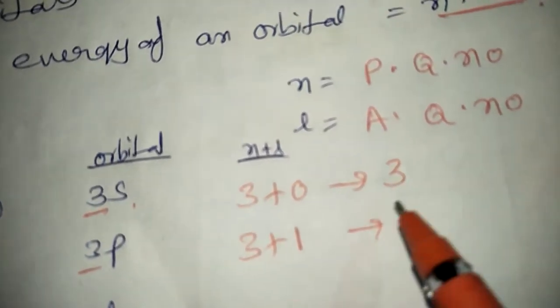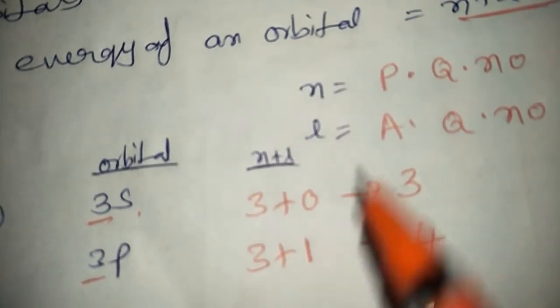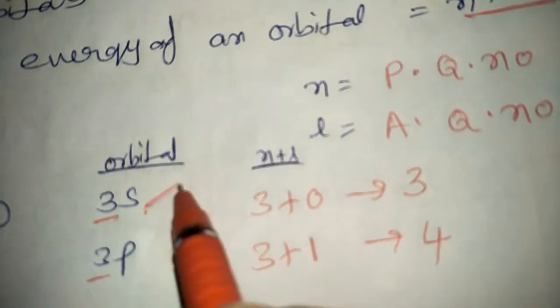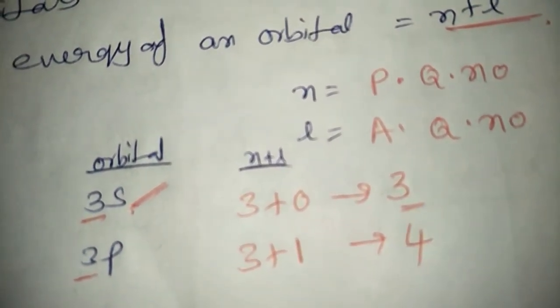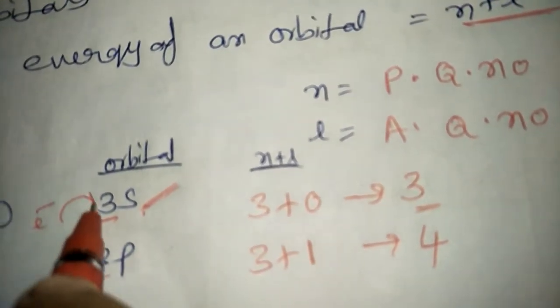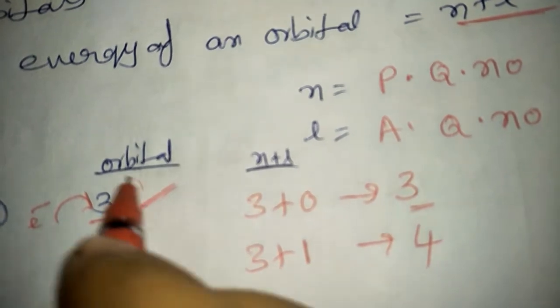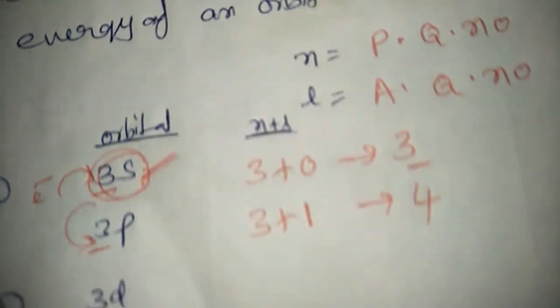So from this calculation, which orbital has the lowest energy? Definitely the 3s orbital has the lowest energy, because its n plus l value is 3. That's why the first electron enters into the 3s orbital. After filling this orbital, the electron enters into the 3p orbital.